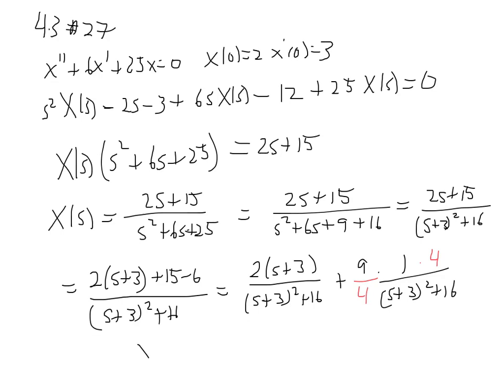Final answer, little x, is 2e to the negative 3t cosine 4t plus 9 fourths. I said fourths and wrote halves. 9 fourths. Ignore the red color, I suppose. E to the negative 3t sine 4t.